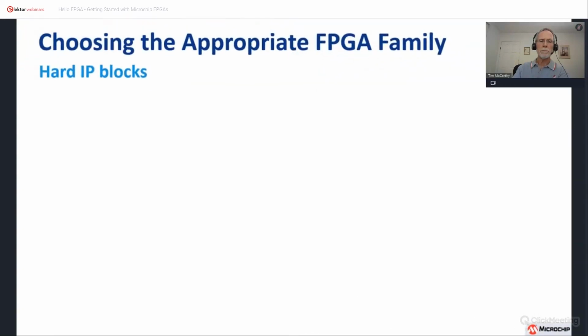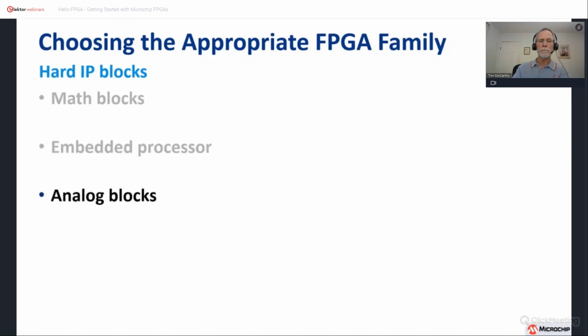Consider whether the design requires any hard IP blocks, such as math blocks for DSP functions, an embedded microprocessor and the type of processor desired, analog blocks such as analog to digital or digital to analog converters, and transceivers for high-speed serial communication and the required speed. Also consider if the design requires a memory controller to interface with DDR memories such as DDR2, DDR3, or DDR4.